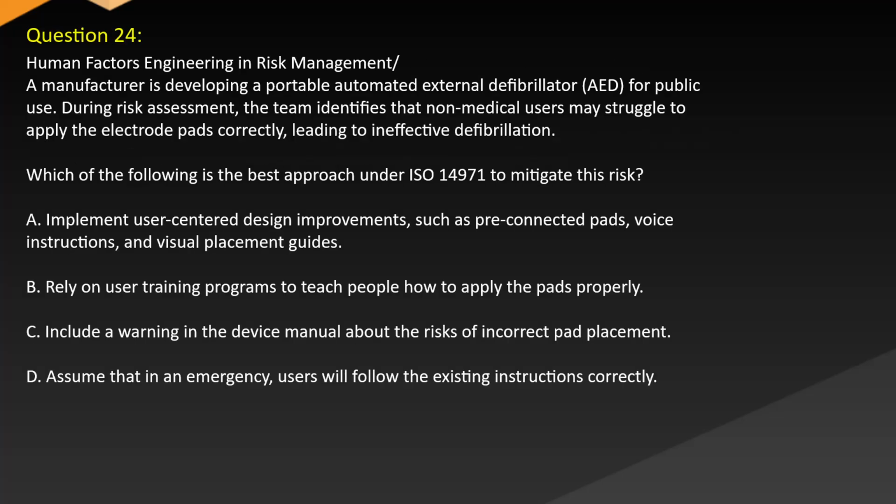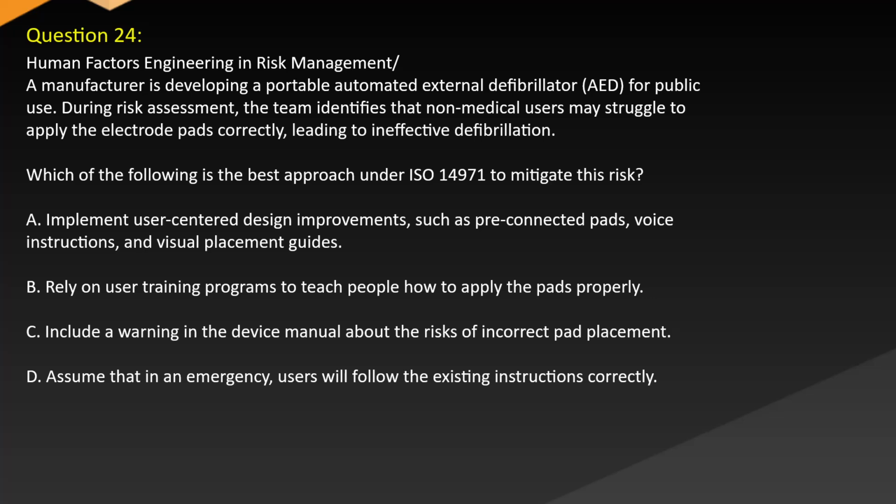Question 24. Human factors engineering in risk management. A manufacturer is developing a portable automated external defibrillator for public use. During risk assessment, the team identifies that non-medical users may struggle to apply the electrode pads correctly, leading to ineffective defibrillation. Which of the following is the best approach under ISO 14971 to mitigate this risk?